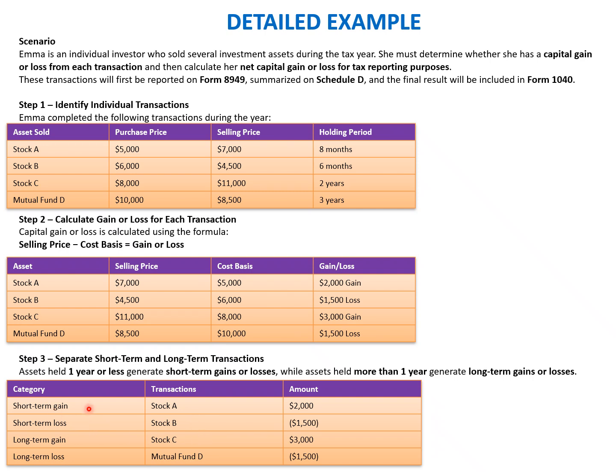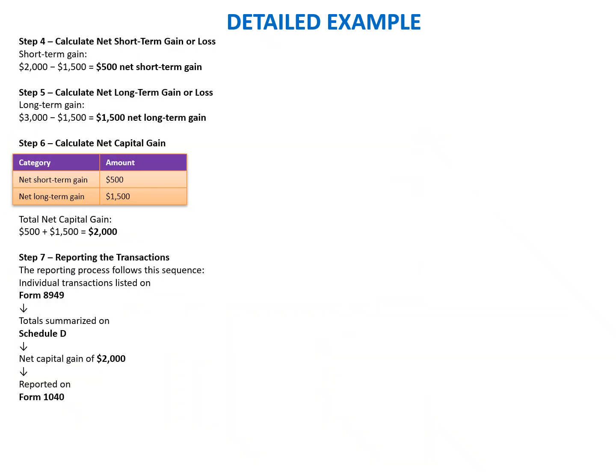So short term is 1 year and less. So stock A and stock B fall in that category, and stock C and mutual fund D are long term because the holding period is more than 1 year. So we'll move to the next slide and look at the rest of the example.